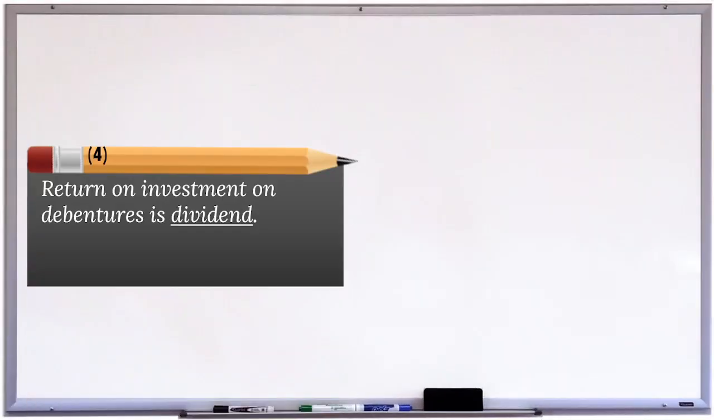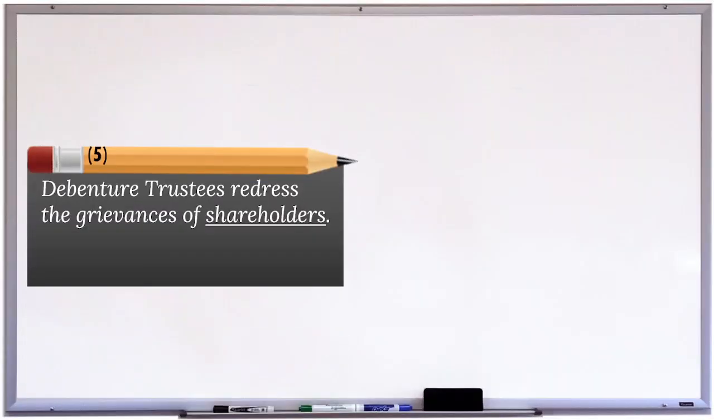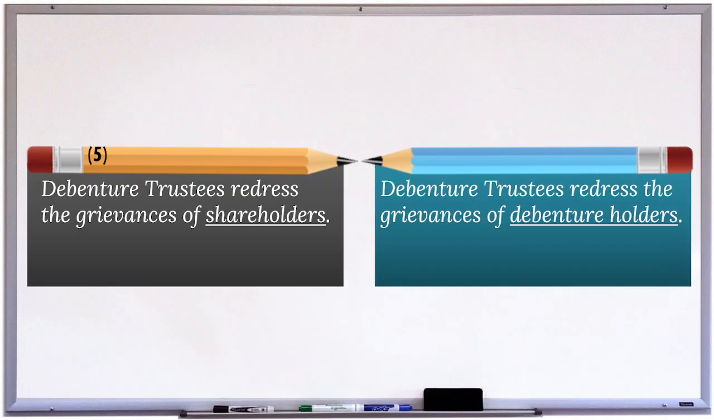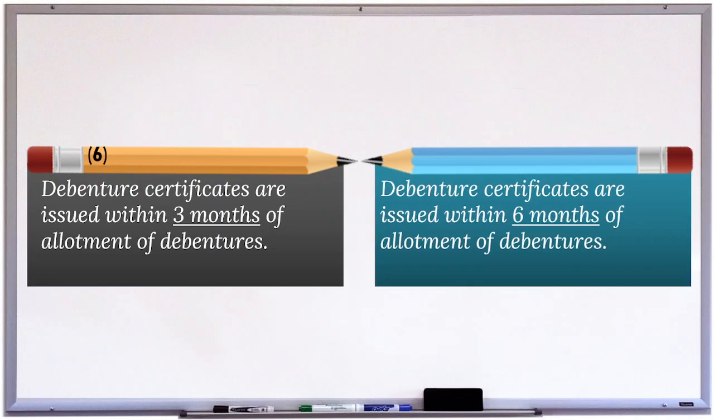4. Return on investment on debentures is dividend. Answer. Return on investment on debentures is interest. 5. Debenture trustees redress the grievances of shareholders. Answer. Debenture trustees redress the grievances of debenture holders. 6. Debenture certificates are issued within 3 months of allotment of debentures. Answer. Debenture certificates are issued within 6 months of allotment of debentures.